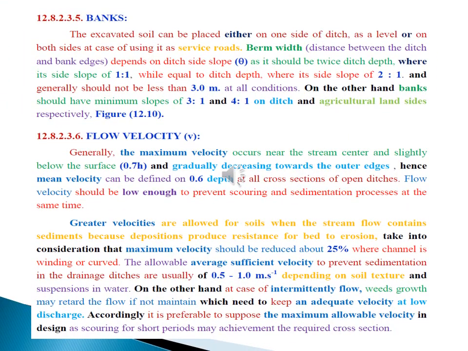Look, my dear, concerning spoil banks, the excavated soil can be placed either on one side of the ditch as a levee or on both its sides in case of using it as a service road. Moreover, the maximum velocity occurs near the stream center and slightly, about 0.7 of the depth, below the surface, gradually decreasing towards the outer edges, and hence the mean velocity can be defined at 0.6 depth at all cross-sections of open ditches.